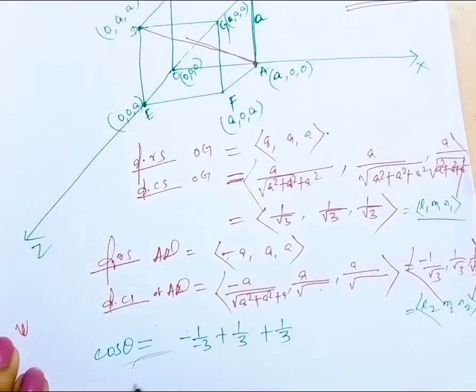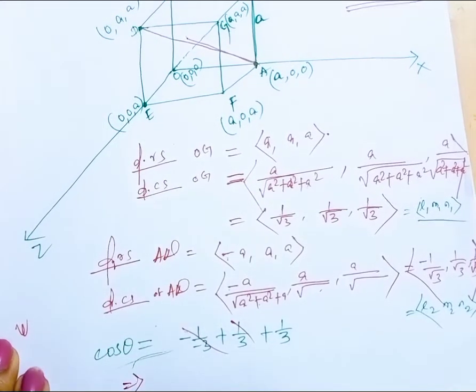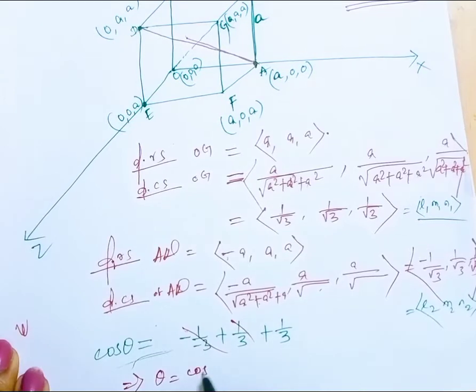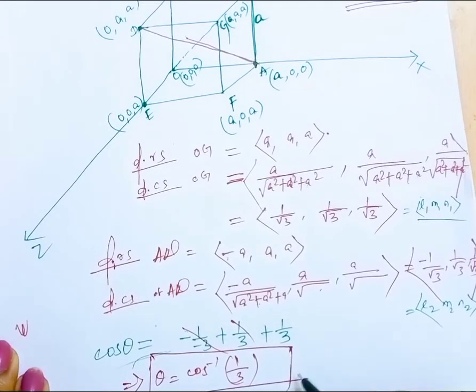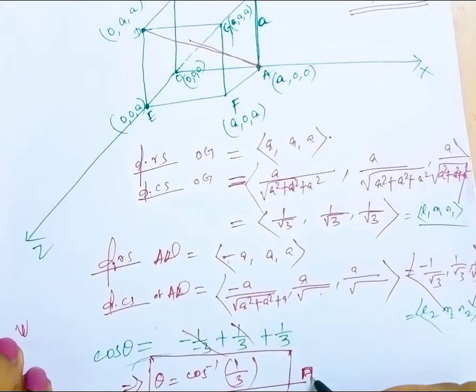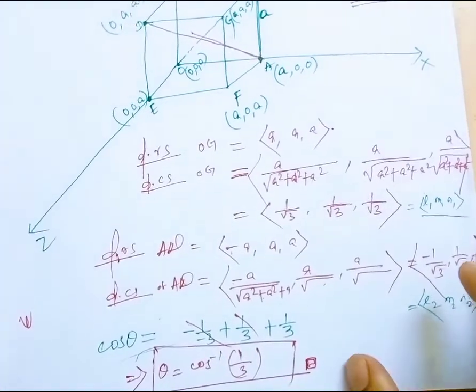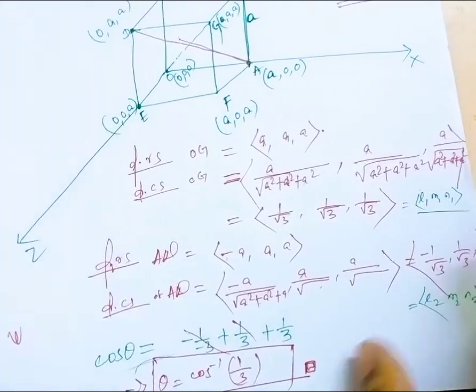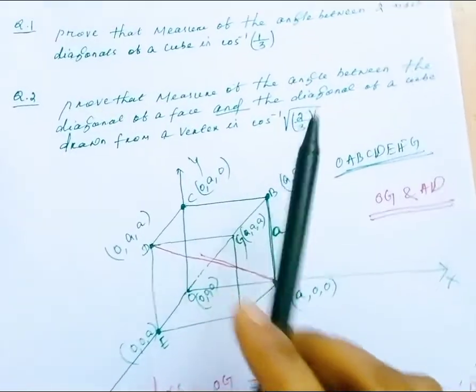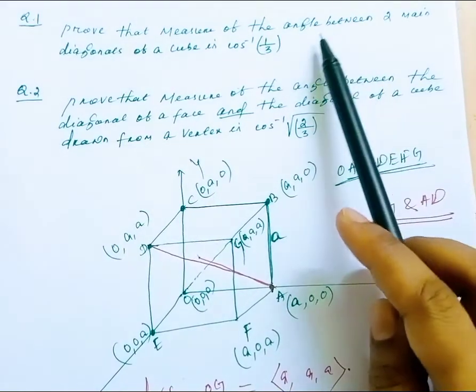Then this cancels, and theta equals cosine inverse of 1 by 3. This is my requirement. I just proved that the angle between two main diagonals of a cube is cosine inverse 1 by 3. Okay, the first one is complete here.